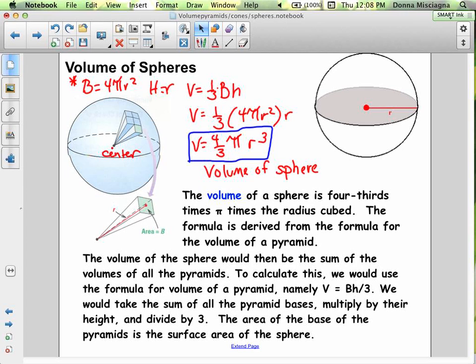But if we go from the center here out to the edge, we will have filled this sphere with little tiny pyramids. And those little tiny pyramids are going to represent the volume. Right? So we remember the formula for the volume of a pyramid is going to be 1/3 the area of the base times the height. Right? So this is the pyramid volume.